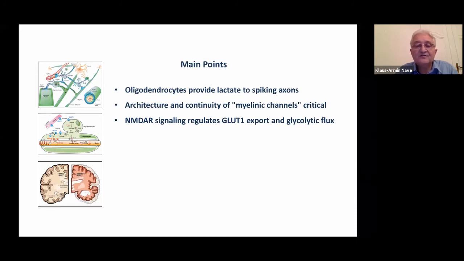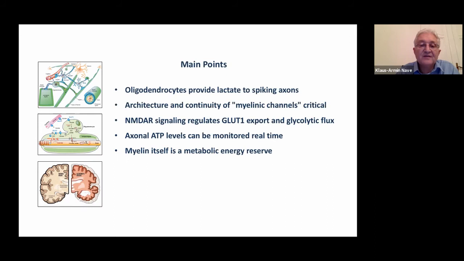There's obviously a function of glutamatergic neurons. There are other myelinated neurons, as you well know. ATP levels in vitro can be monitored. We're trying to go in vivo with this at the same time. I think it's a very nice readout of neuroglia interactions. And finally, I left you with this somewhat speculative idea of myelin itself being a metabolic energy reserve.